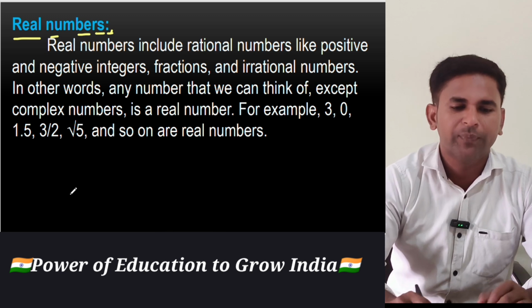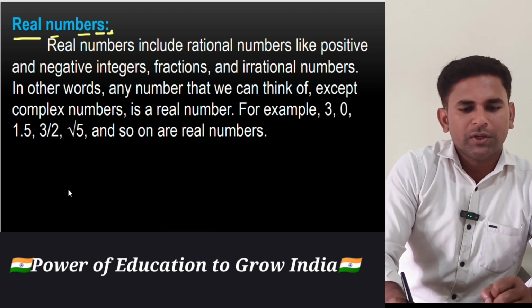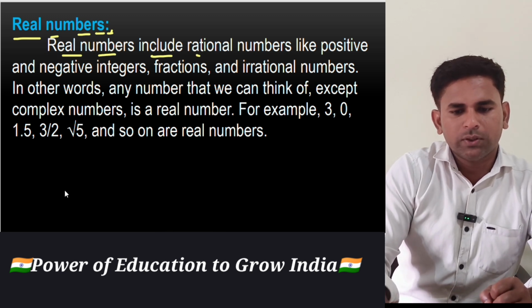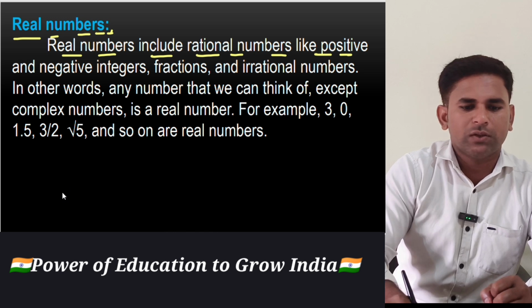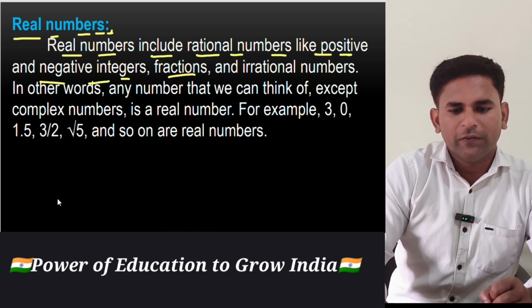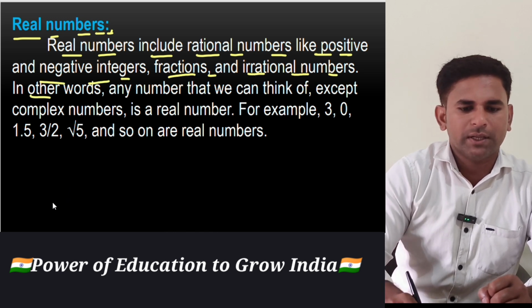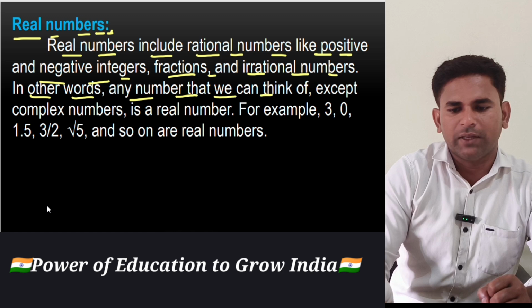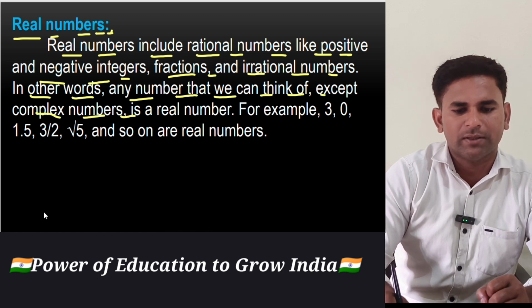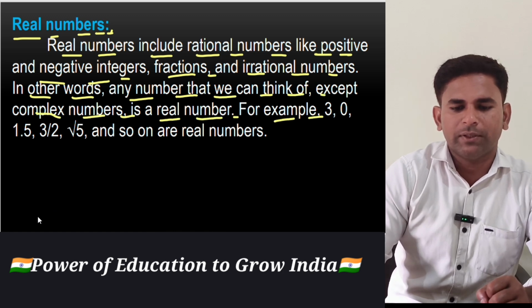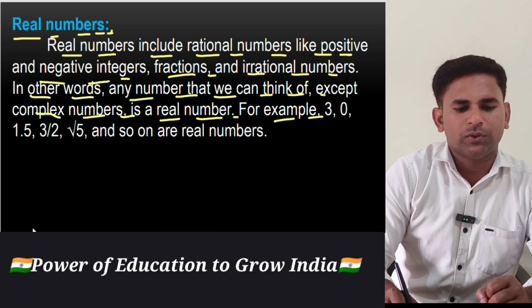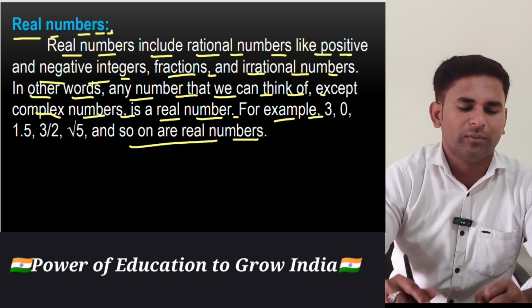I'm ready. Okay, so now here are the real numbers. Real numbers include positive and negative integers, fractions, and irrational numbers. In other words, any number that we can think of, except a complex number, is a real number. For example, 30, 1.5, 3/2, root 5 and so on are real numbers.